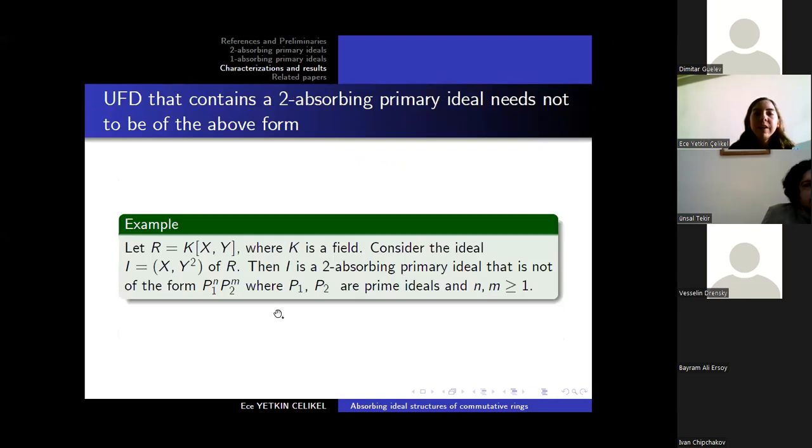But there are some two absorbing primary ideals that need not be of the previous form. You can consider this ideal, but it is not in the form P1 to the n, P2 to the n, because this ring is not a principal ideal domain. It is not a unique factorization domain at all.